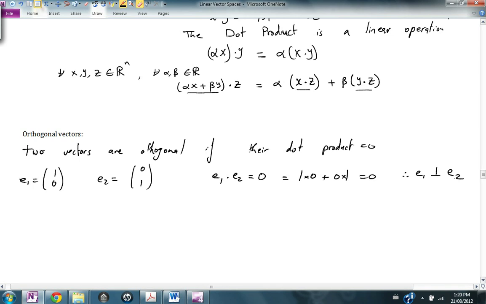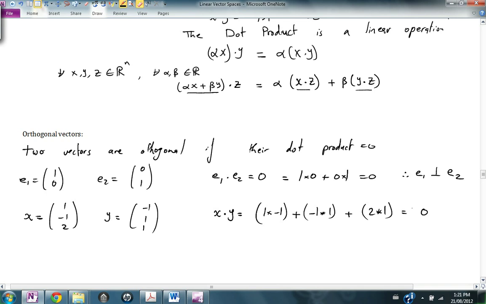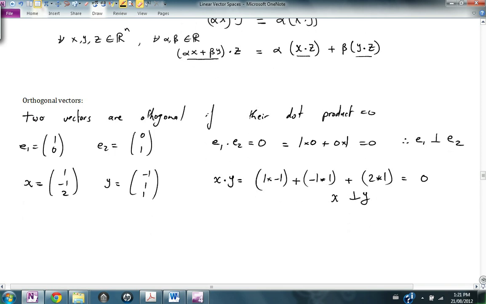Let's have another example. x is equal to 1, negative 1, 2. y is equal to negative 1, 1, 1. If I take the dot product of x and y, this is equal to 1 multiplied by negative 1 plus negative 1 multiplied by 1 plus 2 multiplied by 1. This is equal to 0. x is perpendicular to y, or orthogonal to y.